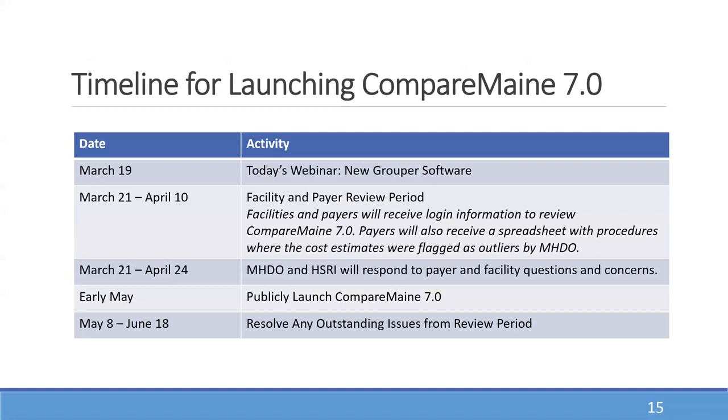So this is just a reminder of the timeline for the CompareMaine launch. So March 19th, which is today, is the webinar to review the new grouper software. This Thursday, we'll open the facility and payer review period. And as a reminder, probably many of you have been involved in past review periods. You will receive an email with a link to the development site that includes the updated estimates for CompareMaine 7.0, and so you can log in and see those estimates.